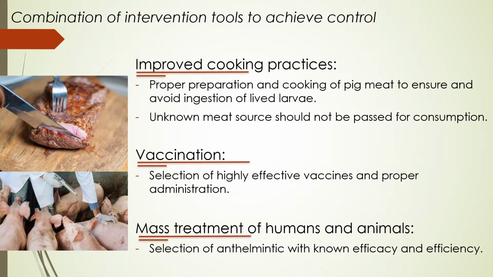Improved cooking practices, with supplemental knowledge for proper cooking of pig meat and other byproducts, can be observed to avoid transmission of the cyst. Meat from an unknown source should not be passed for consumption. And in vaccination, selection of a highly effective vaccine and proper administration should be done. And for the mass treatment of humans and animals with a drug of choice, selection of anthelmintics for a more efficient way of prevention should also be done.